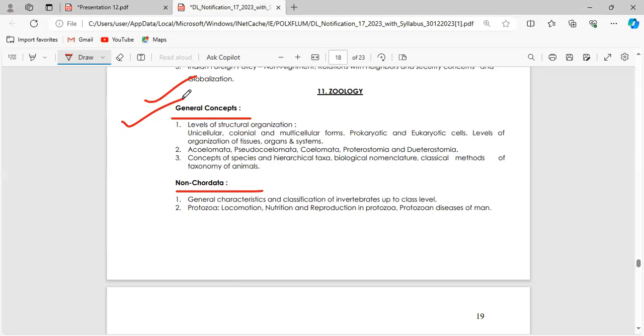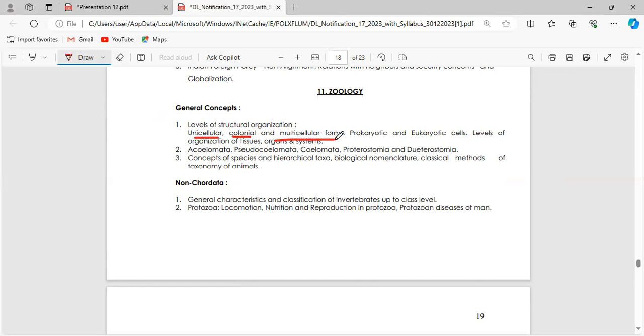Let me explain in detail. See, first, general concepts have been given. In general concepts, the first thing is levels of structural organization. In this, you want to read about the classification of organisms, why classifying organisms is very important, and on what basis classification has been done. Many subtopics have been given: unicellular, colonial, and multicellular forms.